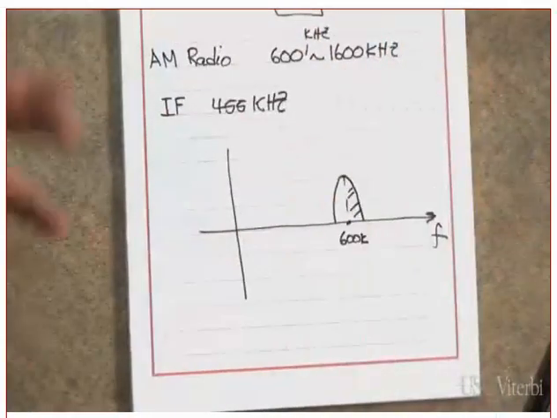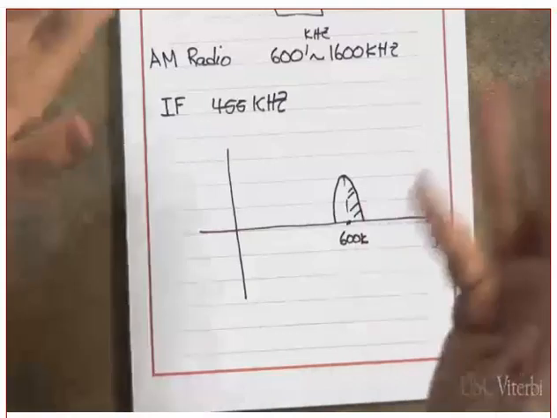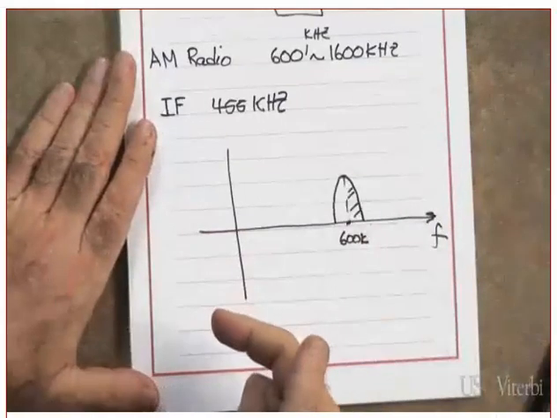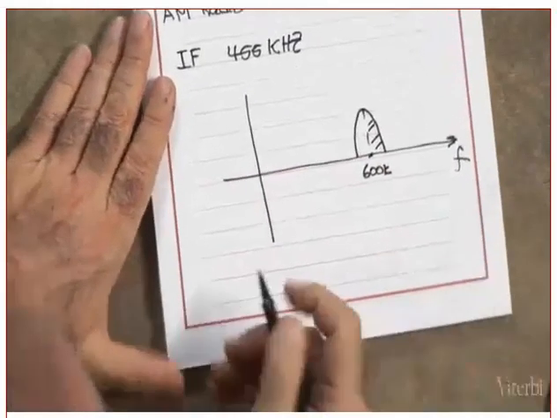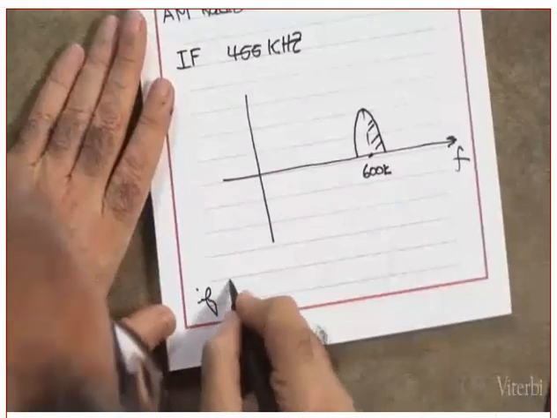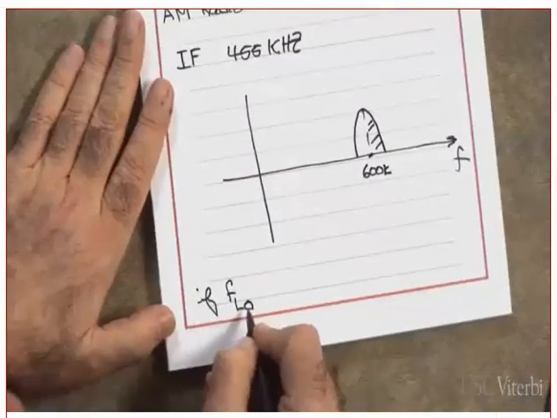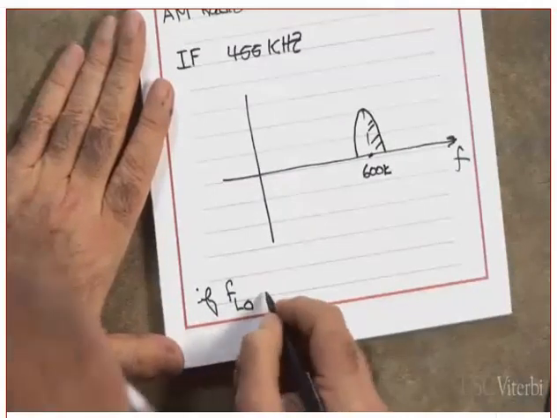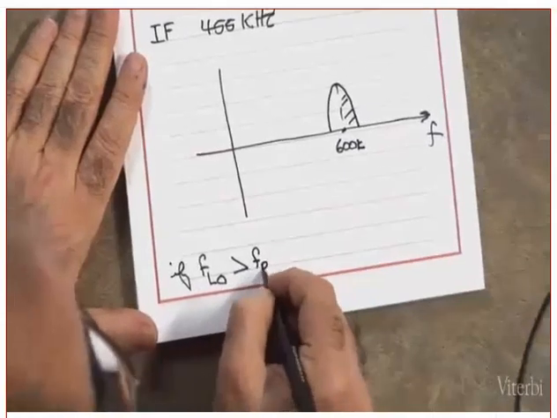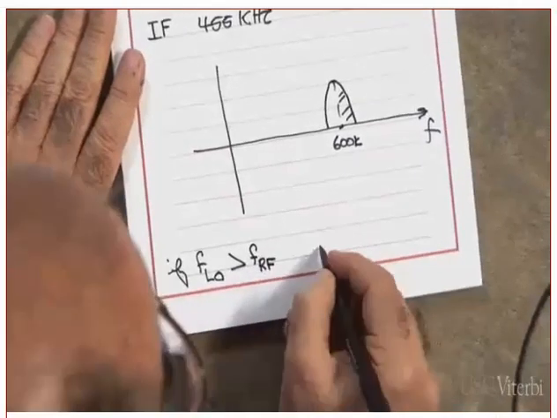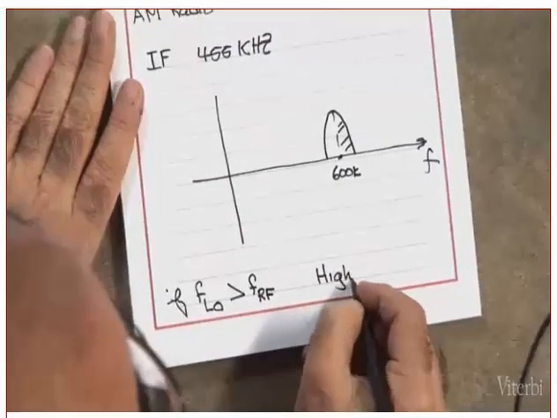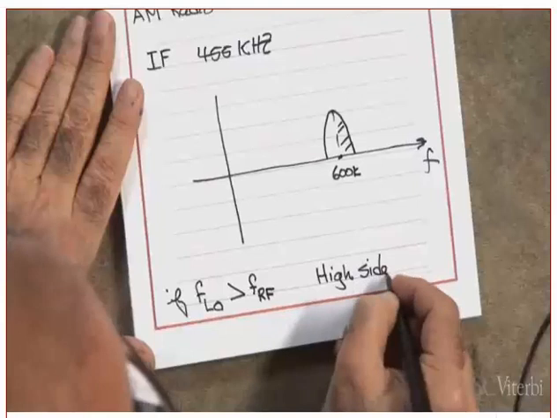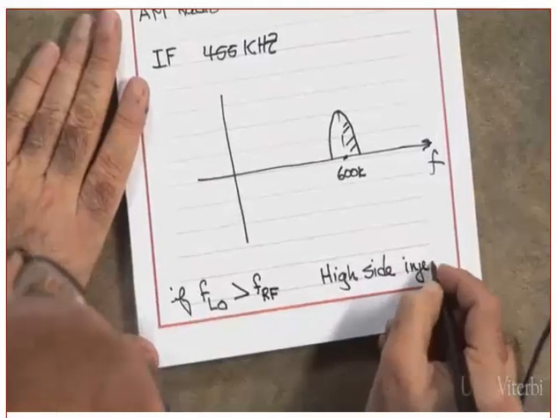But I need you to understand the difference between them, because that is one of the decisions that you need to make when you design your RF transceiver, which is the following. If FLO, what does FLO stand for? Local oscillator, is greater than FRF. First of all, I want you to understand the terminology. We call it high side injection.